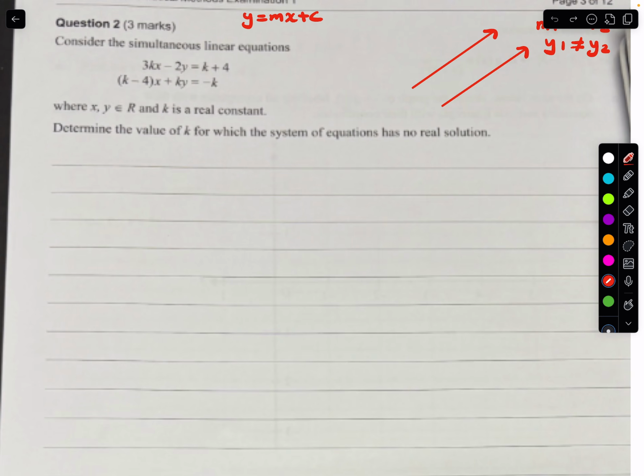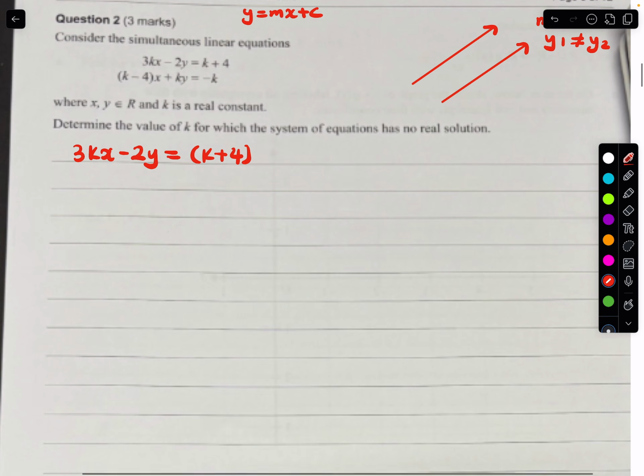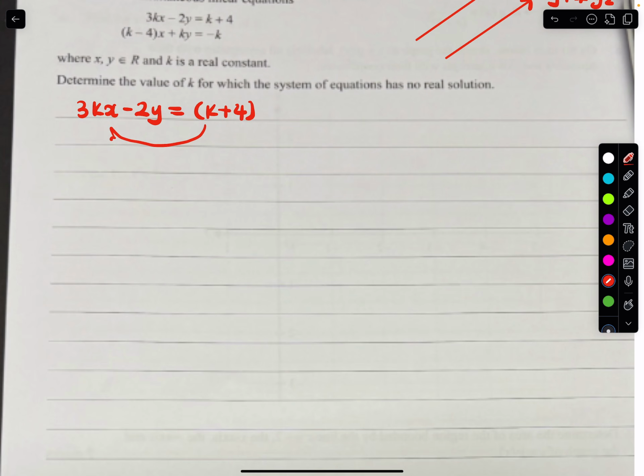So for this one here, I'm going to write it down because it's not the best quality here. So let me just write it down. Looks like this. Equals basically k plus 4. And let's rearrange it to get y equals. So what I'm going to do is bring this to the other side and then bring this to y to make it positive.